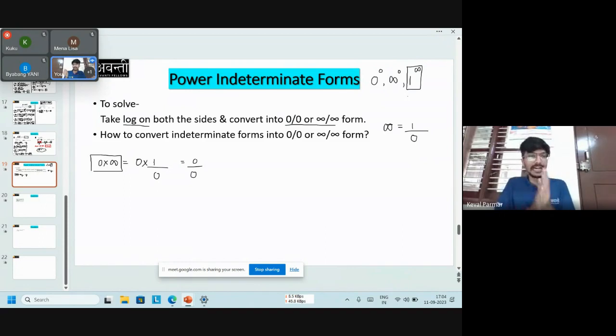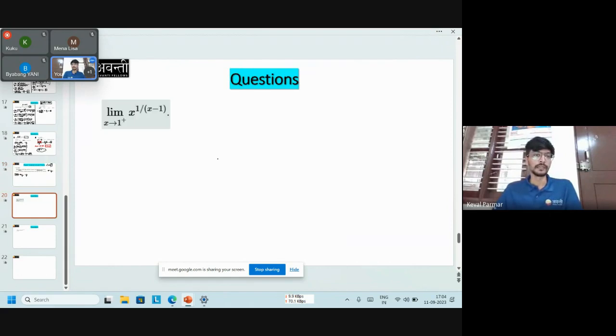It will take hardly 15 minutes for the examples. So let's see. Suppose someone asked me to find the value of limit x tends to 1, x raised to 1 upon x minus 1. So let us check the indeterminate form. Putting 1 in place of x, we get 1 raised to 1 upon 1 minus 1, which is 1 raised to infinity. So it is 1 raised to infinity form.